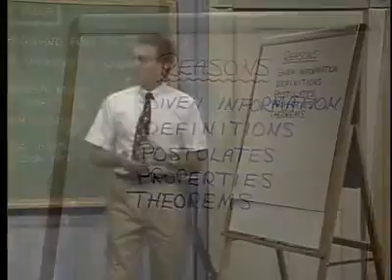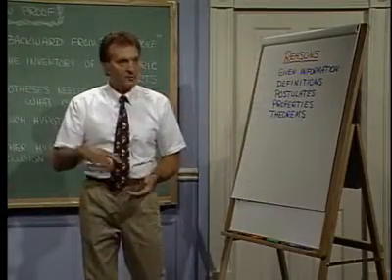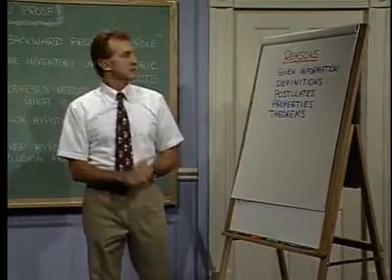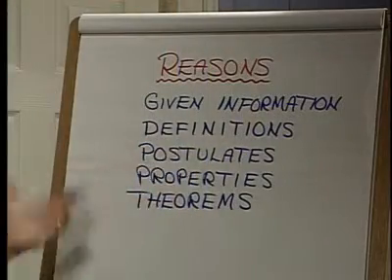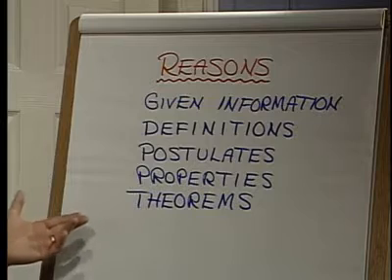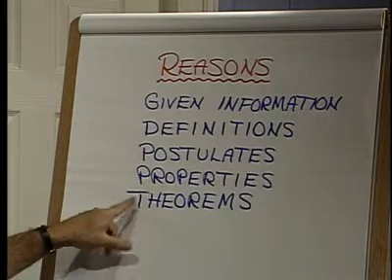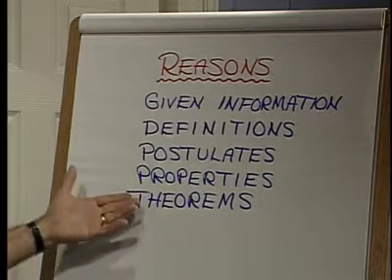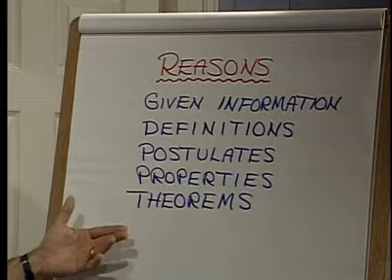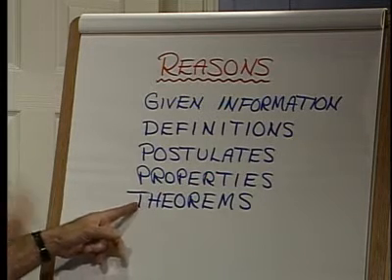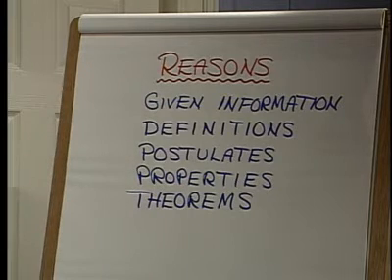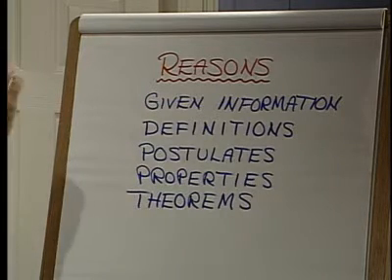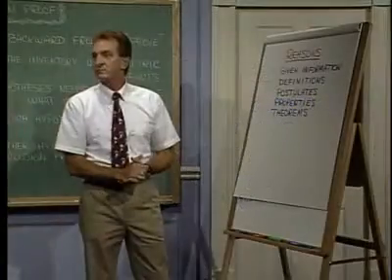Properties. They could be algebraic properties that carry over into geometric properties. Those are also very important reasons that will help us arrive at a logical deduction. And of course, then we have theorems themselves. And theorems can evolve from other theorems, or they can evolve from previously stated postulates. So these are the various things that we can write down as our reasons in our two-column proof.